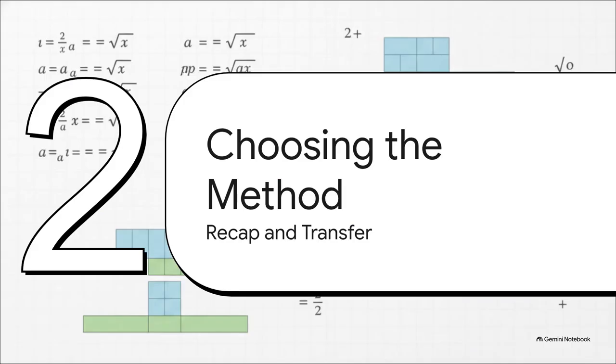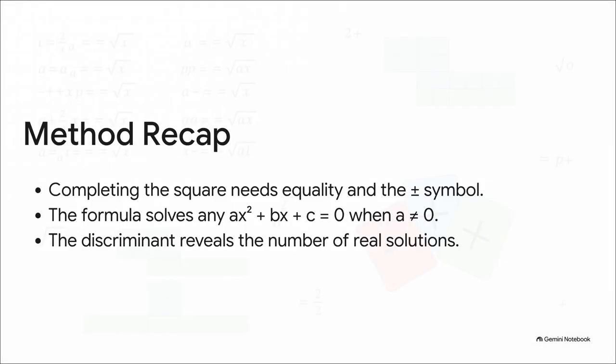And finally, Section 5. Which method is best? Recap and transfer. Completing the square requires preserving equality and applying the plus or minus symbol correctly. The quadratic formula solves any ax squared plus bx plus c equation when a does not equal 0. Simplifying the discriminant instantly reveals if you have 2, 1, or no real solutions.